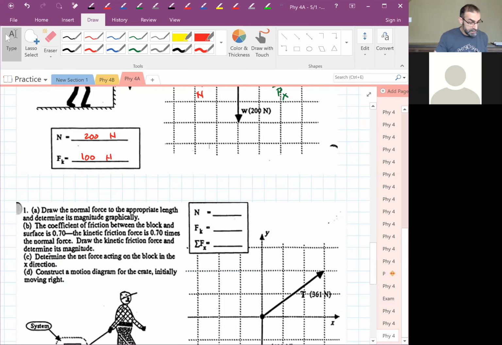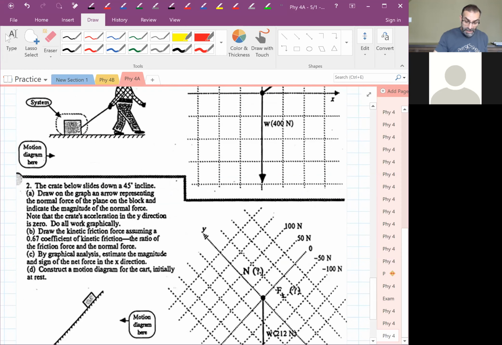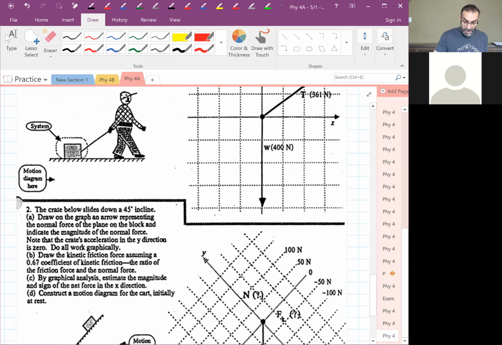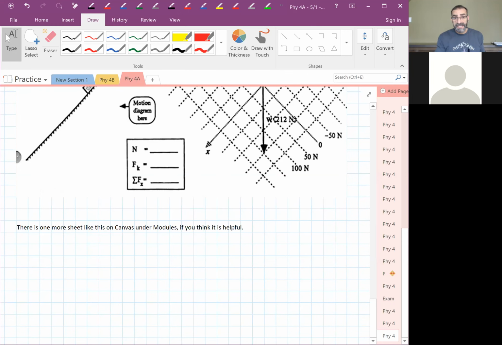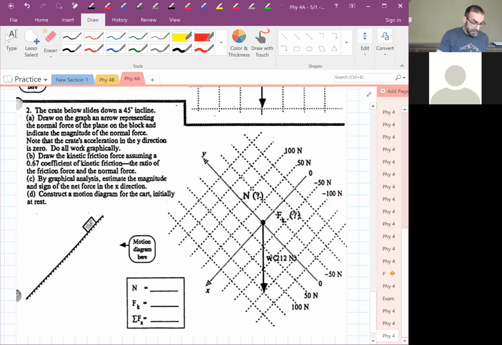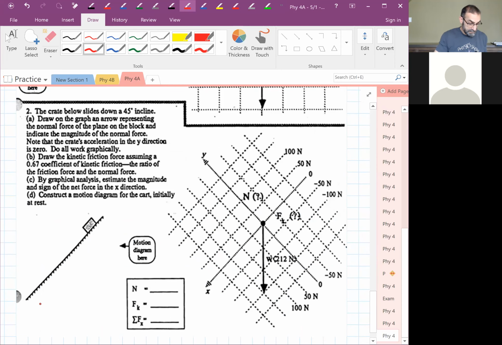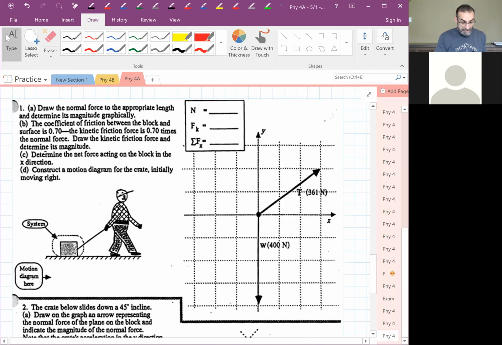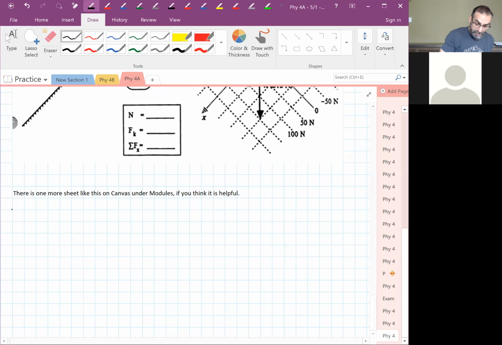Should we do one more? There are three, so that's one of the sheets. Here's the second one. And there's a third one also on the Canvas site under modules, if you think they're helpful. This one's on an incline, the last one here. So it'll help you think about what's going on along an incline. I think I'm going to move along. So those are there for you. Let me know if you want to go over them some more. I think they're very helpful.